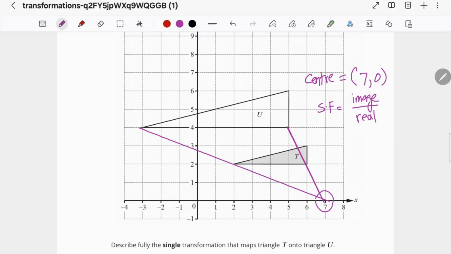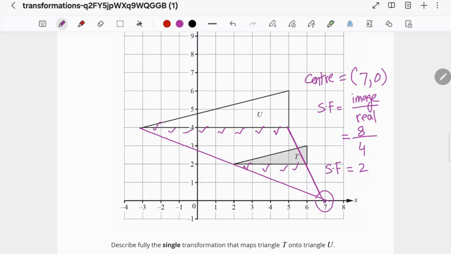So let's see a pair of horizontal sides. In the bigger triangle U, you can see a horizontal side. How many units are there in the horizontal side? You can count: 1, 2, 3, 4, 5, 6, 7, 8. So you will write 8 in the numerator, and the corresponding side in triangle T has 1, 2, 3, 4 units. So we will write 8 over 4. So it will become 2. Therefore, the scale factor of this transformation is 2.